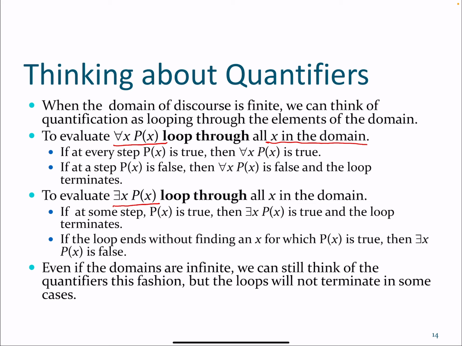If for all the x no P(x) is true, meaning you cannot find an x for which P(x) is true, then there exists x P(x) is false, because you cannot find at least one x to make P(x) true.